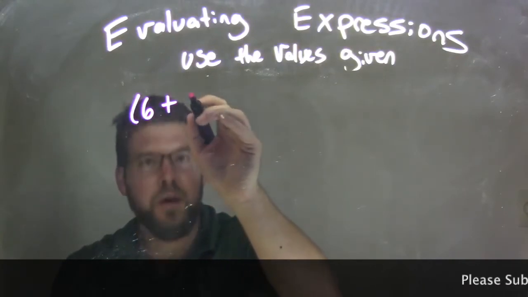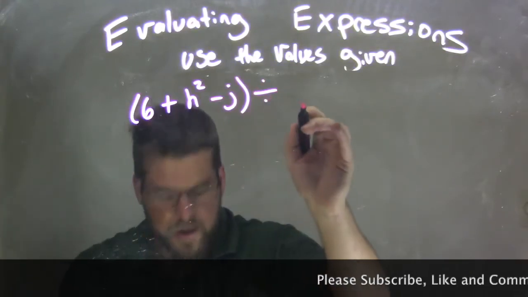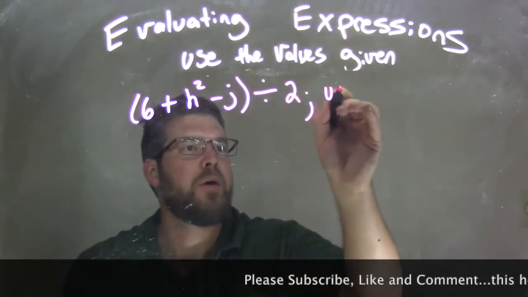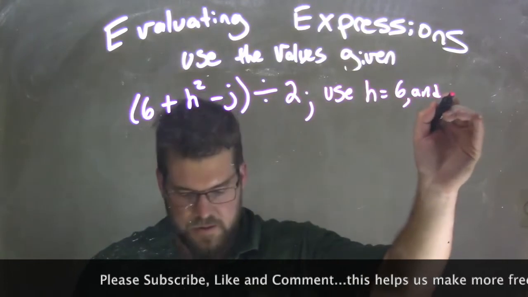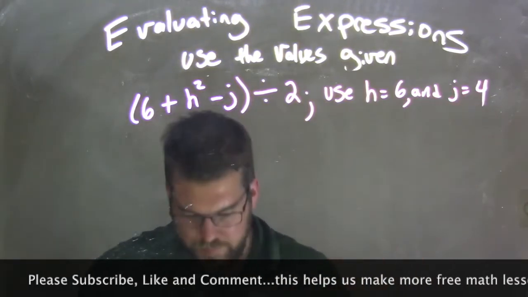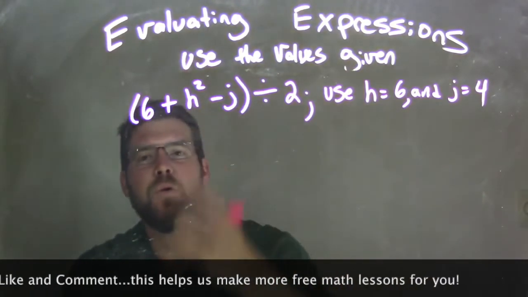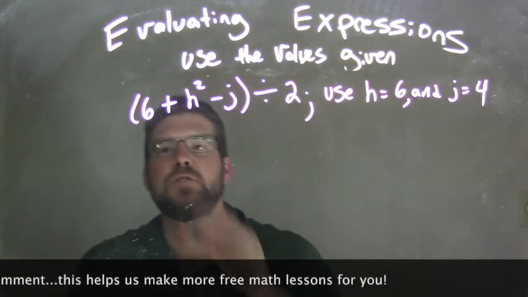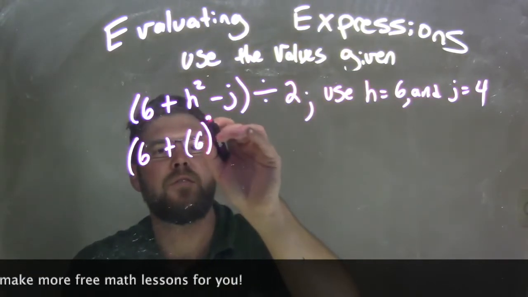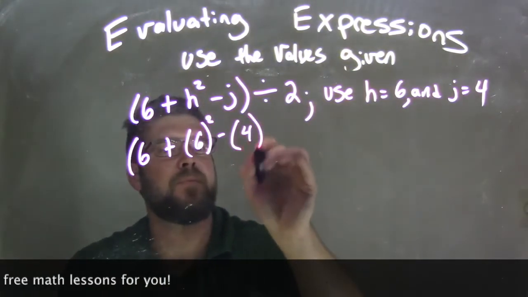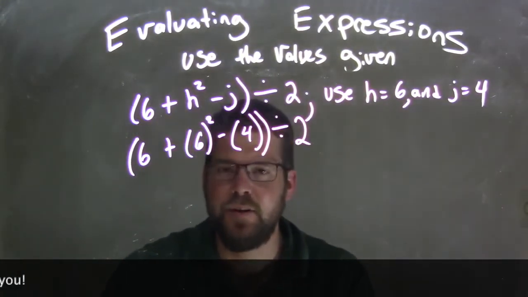6 plus h squared minus j divided by 2. I'm going to use h equals 6 and j equals 4. Okay? So we want to take these variables here and substitute them into the corresponding variables here in our expression. So 6 is by itself. I'm leaving that out here. But h we know to be 6 squared minus j in this case, which is 4, divided by 2. Okay? There's a lot of parentheses and a lot of 6's here. So let's take our time.